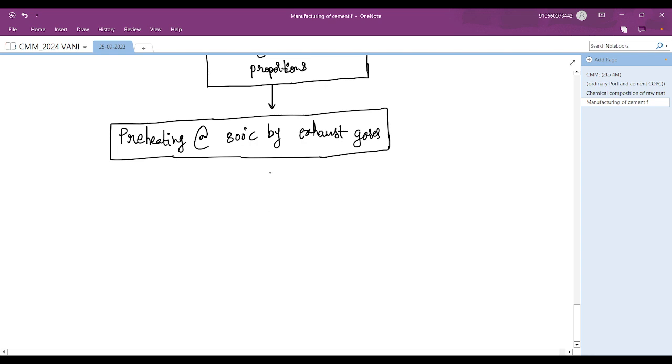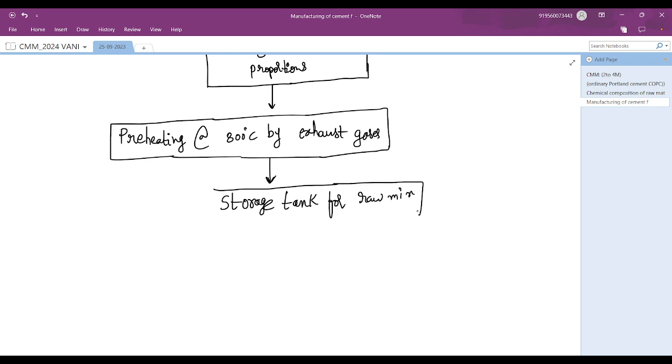Then the correctly mixed dry raw ingredients are further taken into the storage tank, where mixing is done again. This is the storage tank for raw mix. After this, we take the raw mix to the rotary kiln.